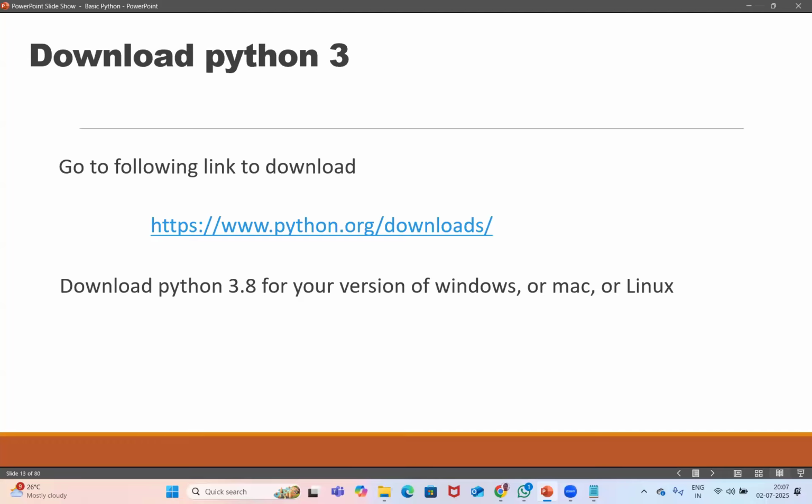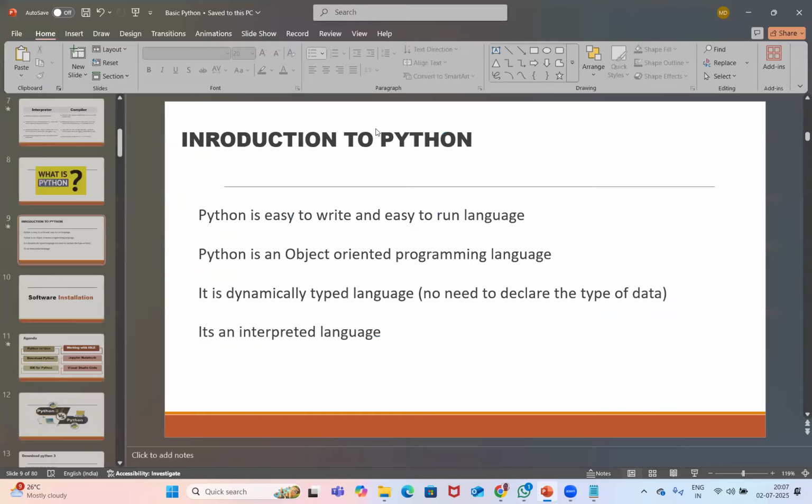I'm having version 3.13. While practicing for other courses, I downloaded the 3.13 version, madam. Is it applicable, or do I have to upgrade it? No, no, you can use that. So no need to install again.